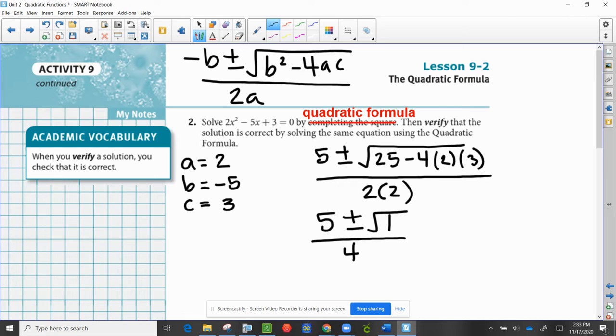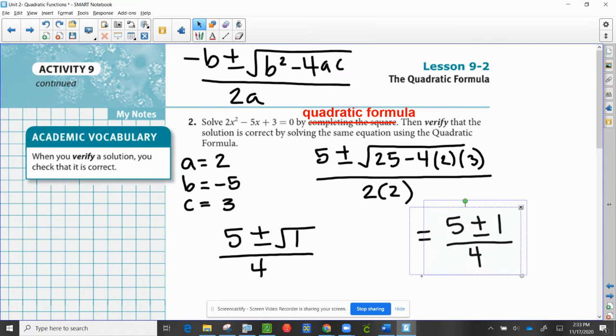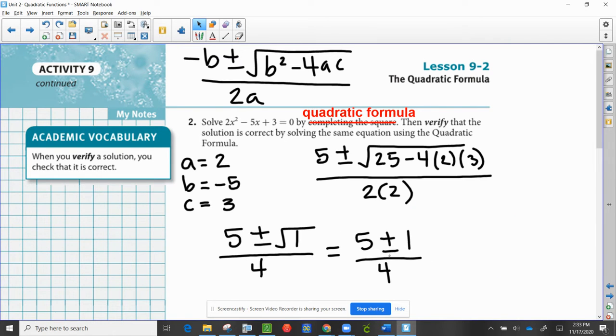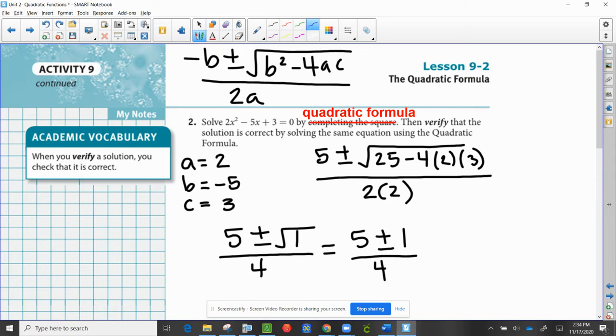But what's the square root of 1? That's just 1, right? So we have 5 plus or minus 1 all over 4. So remember, for quadratic equations, we usually have 2 answers. So I'm going to show you how we're going to get our 2 answers out of this. So pay attention to what I'm saying. So the first answer you get is if we took 5 plus 1 and put it over 4. So 5 plus 1 is 6. But 6 over 4 reduces. That answer would be 3/2. There's one solution for x.